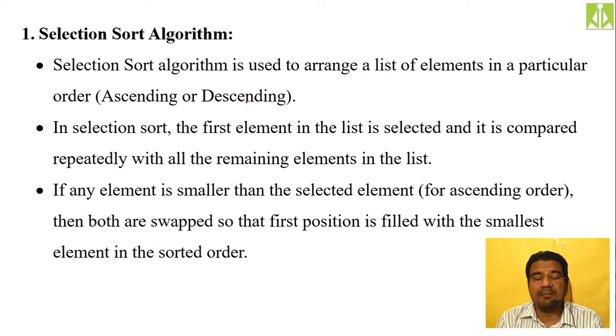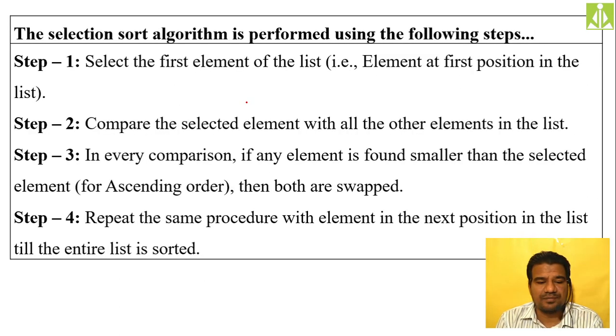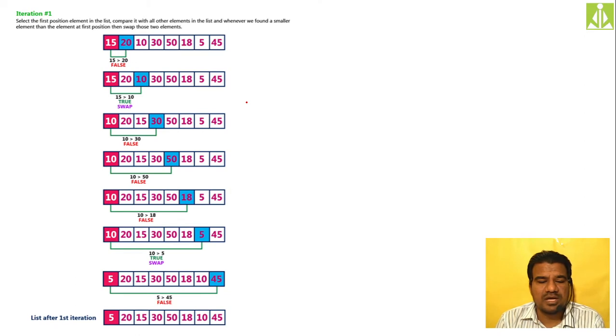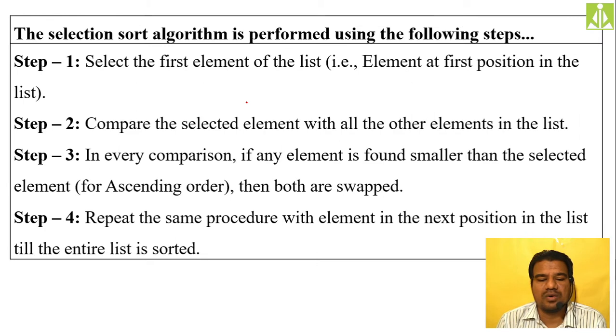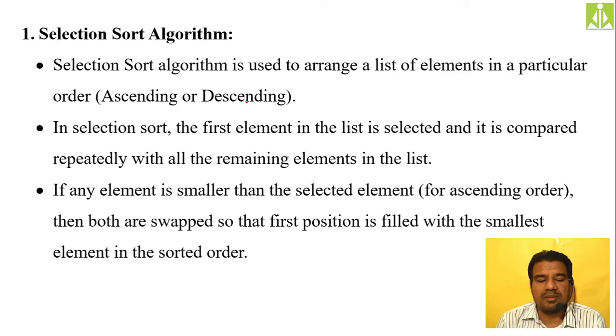Whenever the compared element is greater, then only we perform the swapping, and whenever the compared element is lesser, we don't do anything. Okay, so like that you can remember. Here you can read that one.